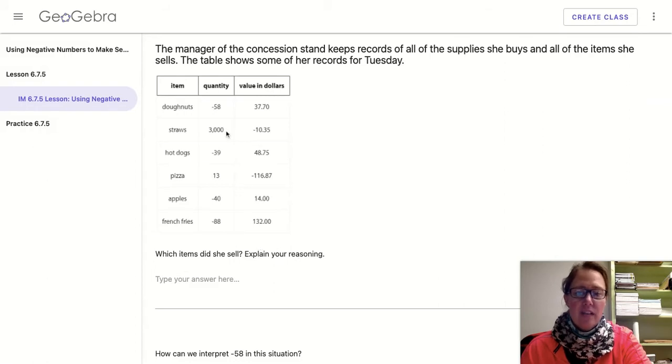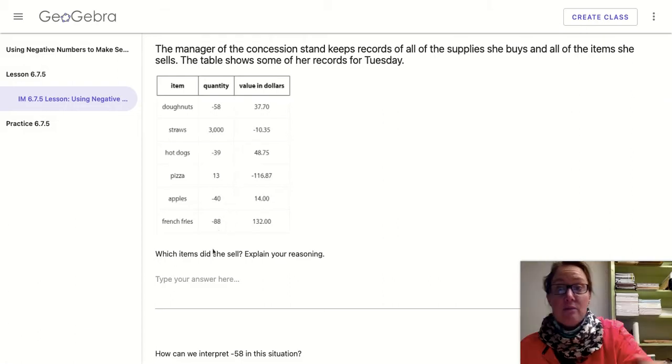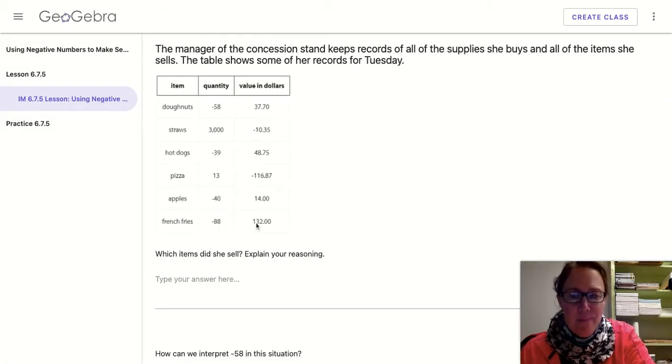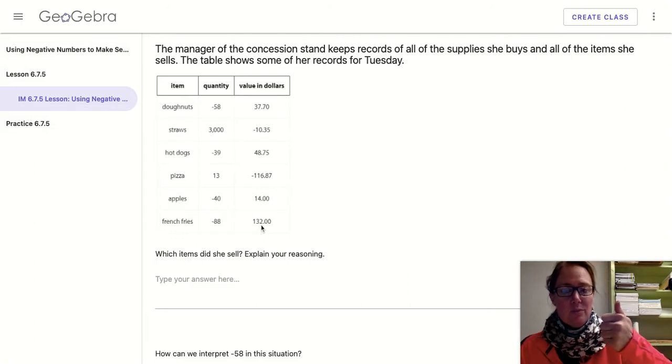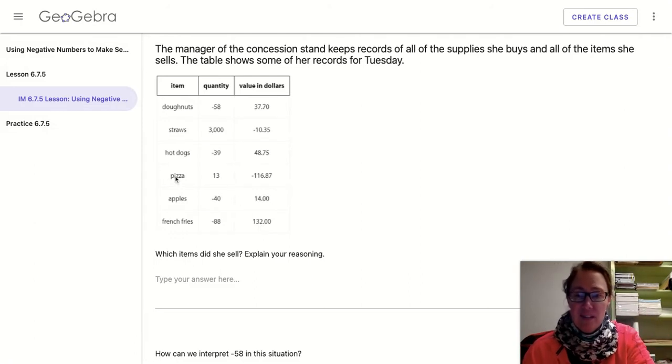I think she sells the items that have the negative number because at the end of the day, she had those taken away from her. And the money that goes with it is positive, which means to me like somebody paid her for those things. Looks like pizza, 13 pizzas. Nobody bought that. So maybe that was for everybody to eat.